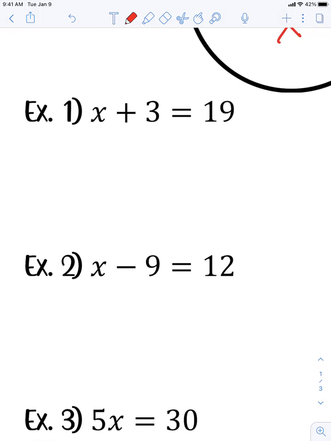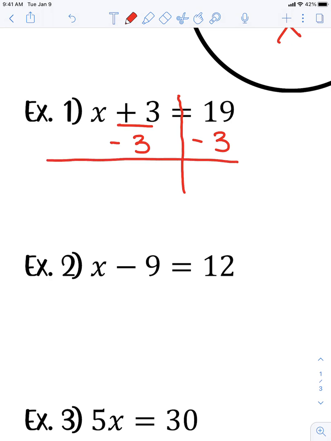Okay, so let's look at example 1. We have x plus 3 equals 19. When we go to solve equations, the first thing we do is draw a line through the equal sign. It allows us to keep it separate so we know when we're moving things across the line. So I want to get this 3 to go to the other side. Right now it's a plus 3. That means it's adding 3. We're going to do its inverse operation and subtract 3 from both sides, because whatever you do to one side, you have to do to both sides in order to keep it balanced.